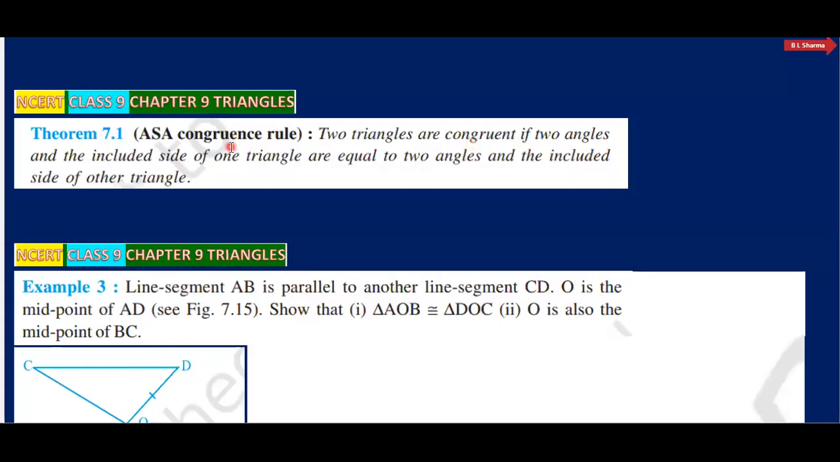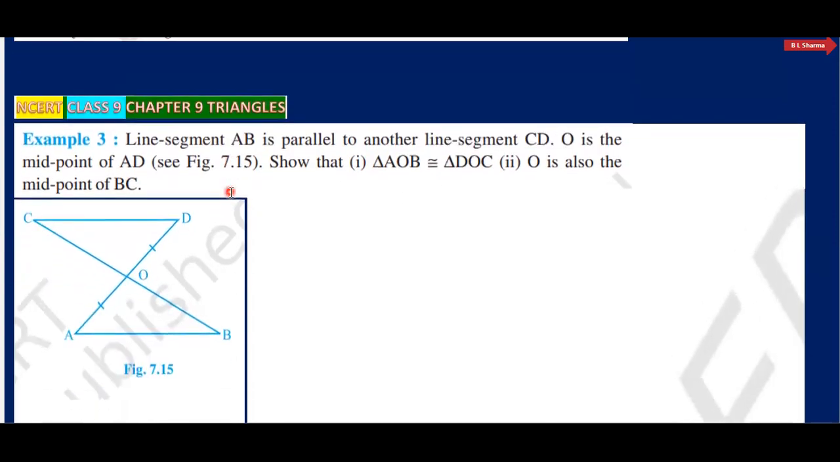And now we come to the congruency rule ASA, two angles and included side. If two angles and the included side of one triangle are equal to two angles and the included side of the other triangle, included side बहुत जरूरी है. यहाँ पे जो दो एंगल्स हो उनके बीच वाला साइड, कोई सा भी साइड नहीं, it should be the included side. Then the two triangles will be congruent.